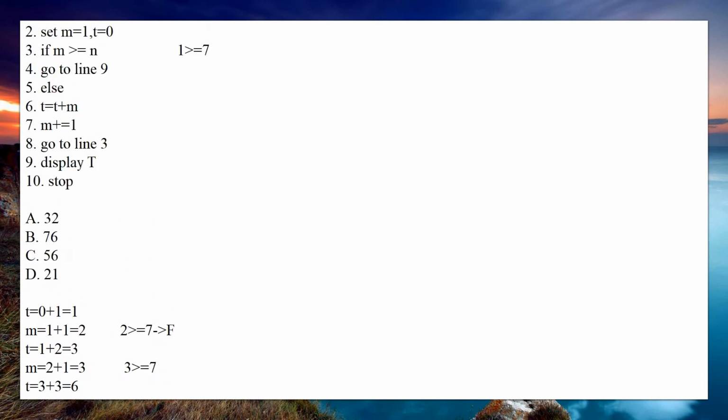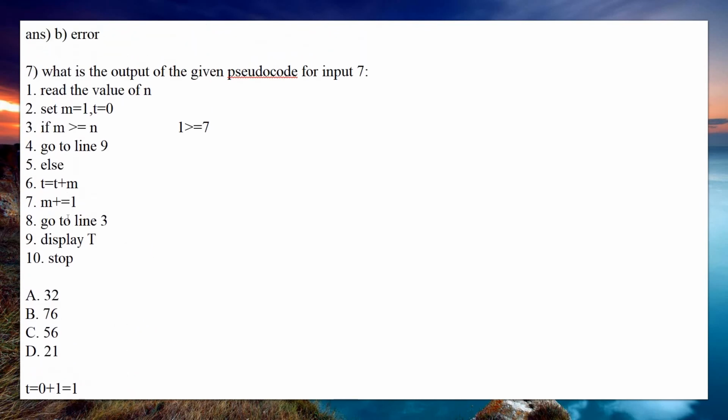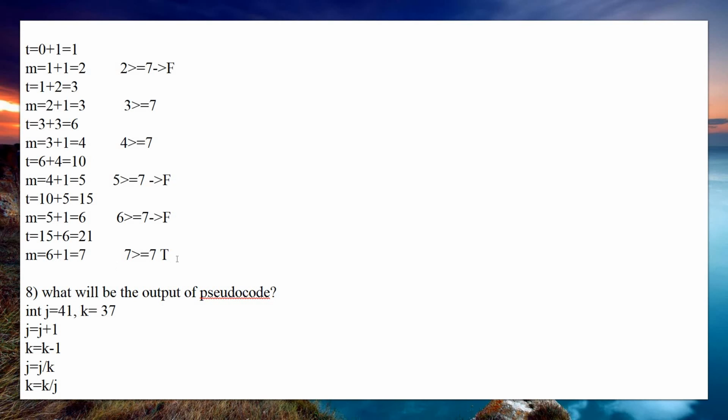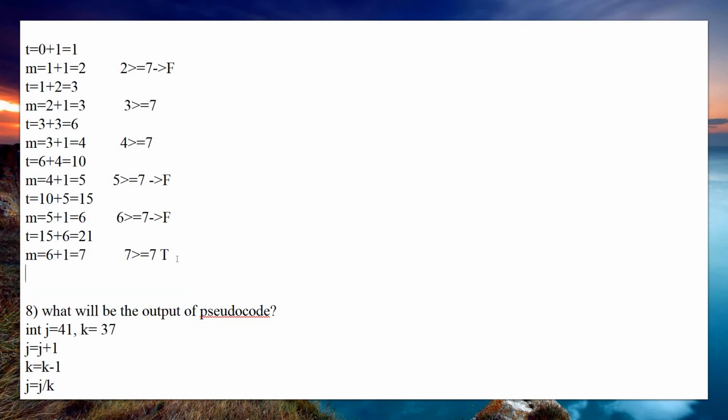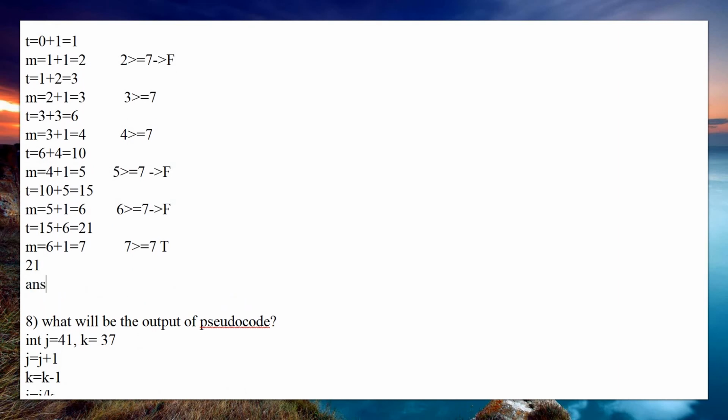So here in this step you are going to check whether 7 is greater than or equal to 7. So here 7 is equal to 7, so condition becomes true. So here we have t equal to 21 and m equal to 7. When the condition is true, it will go to line 9 in which it should display t. So the t value is 21, so it will display the output as 21. So the answer is D. Option D, that is 21, is the correct answer for this pseudocode.